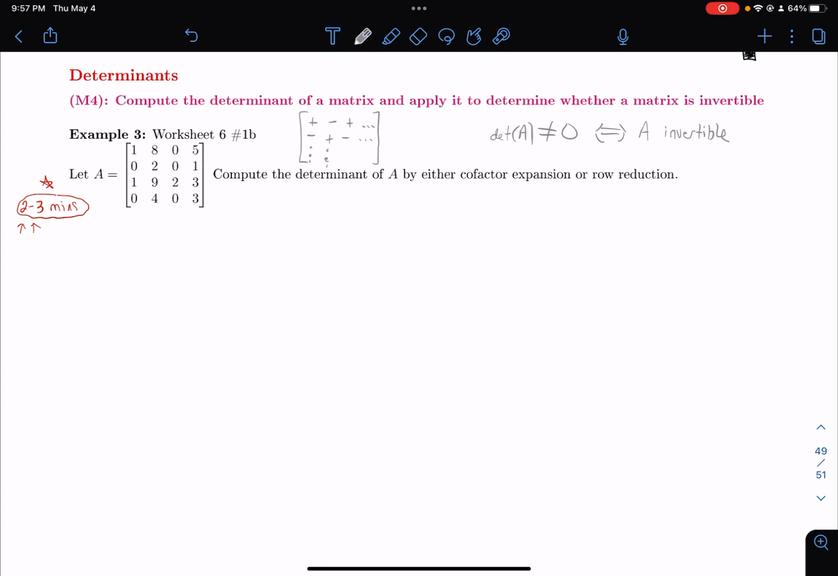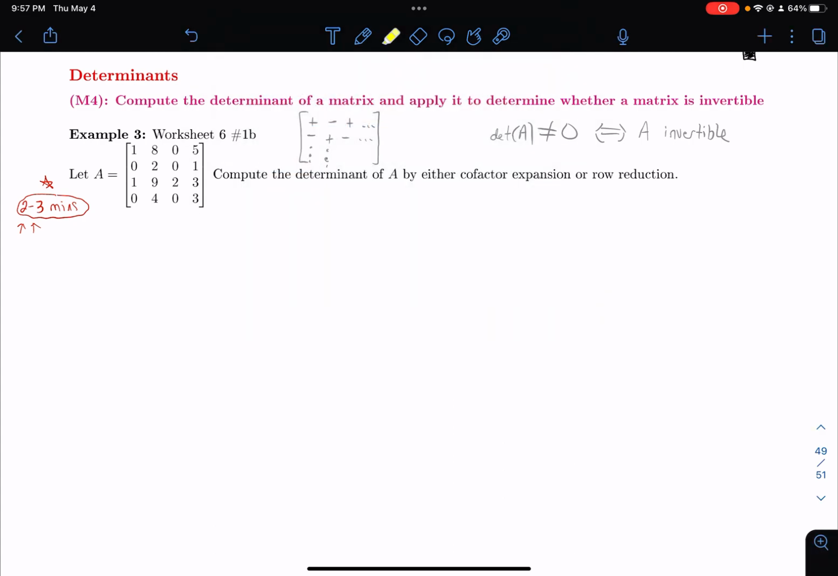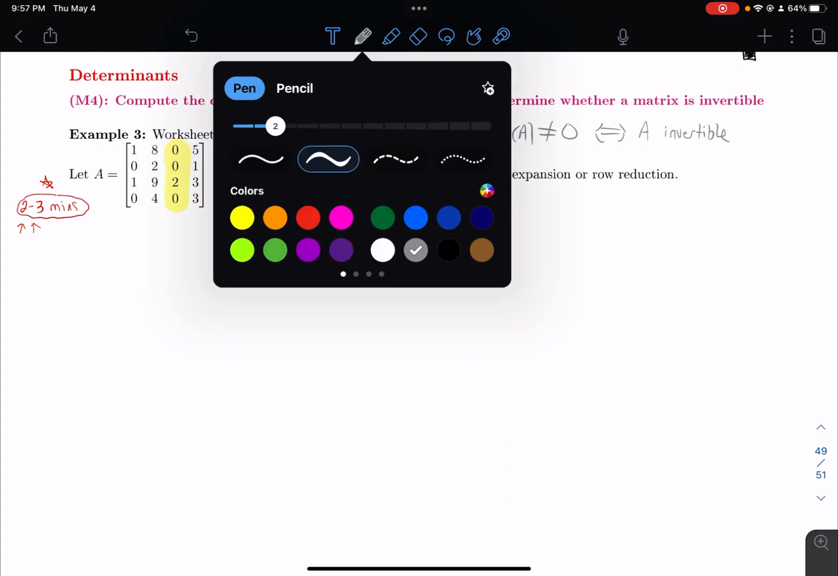So I'm going to do this by cofactor expansion, but we could definitely do it the row reduction way as well. When we do cofactor expansion, we pick a row or a column to expand it along. And the best choice for this problem, I think, is column 3, just because it has the most number of zeros, and that'll simplify our computation. Okay, so let's do that.